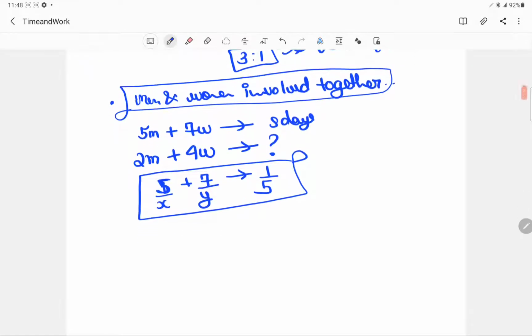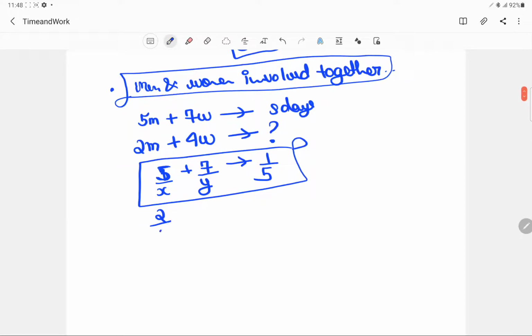Okay, so from here we'll get equation 1. This would be like 2/x plus 4/y is equal to, and we will be able to find out this. This would be given, obviously. This cannot be solved alone because you have to have two equations for two variables. So this would be given as 10 days.